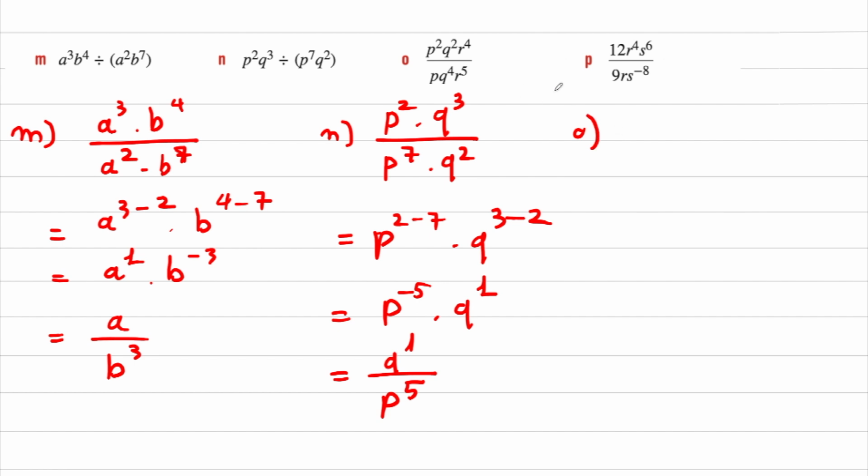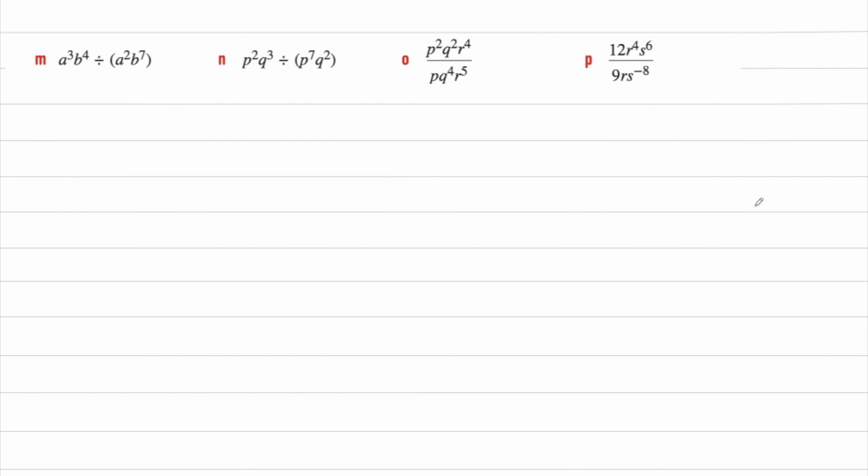Question O, after simplifying, I've got p to the power of 1 because 2 minus 1, q to the power of minus 2 because 2 minus 4, and r you got minus 1 because 4 minus 5. And after that, I convert that to the positive indices. You got this form. Question O, we done.